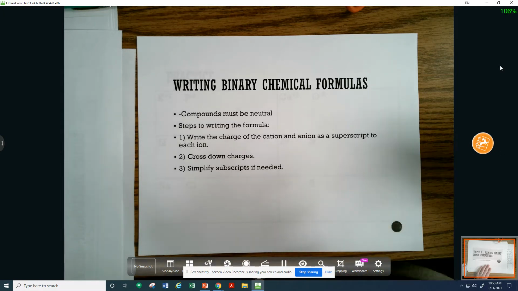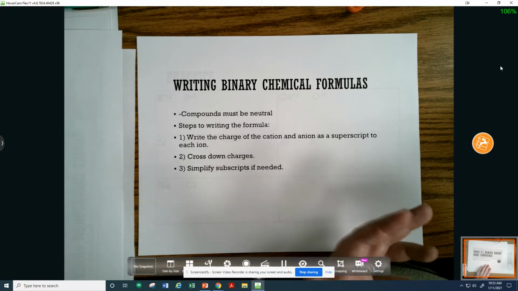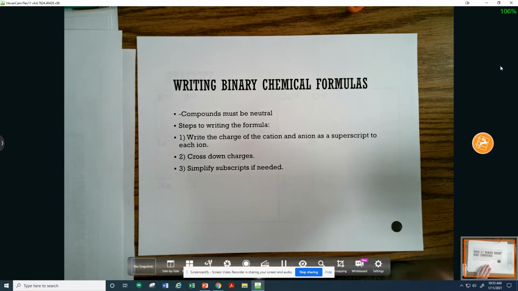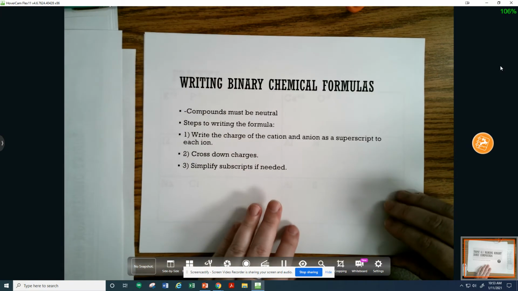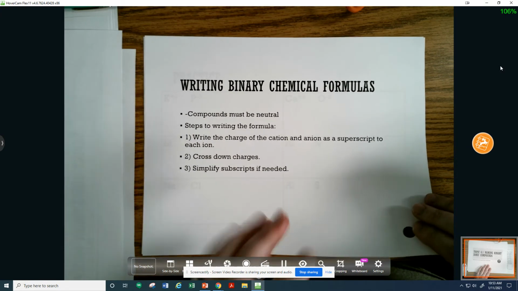One formula you're probably very familiar with is table salt, or sodium chloride. There is a reason why it has the formula NaCl. Water, for example, we know is H2O. There's a whole reason why that formula is H2O, and these are the steps that we go through. So I'm going to walk you through those and not just read this off to you.